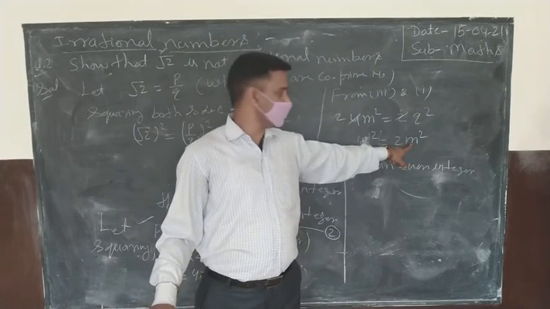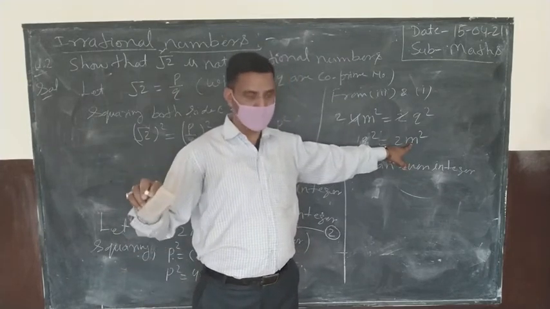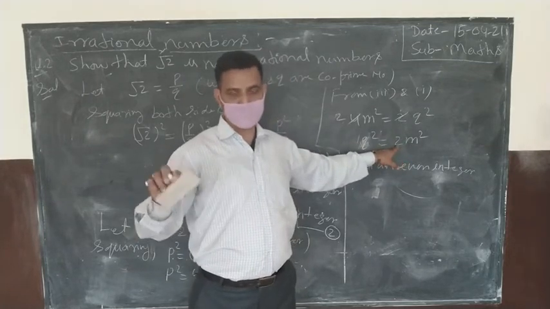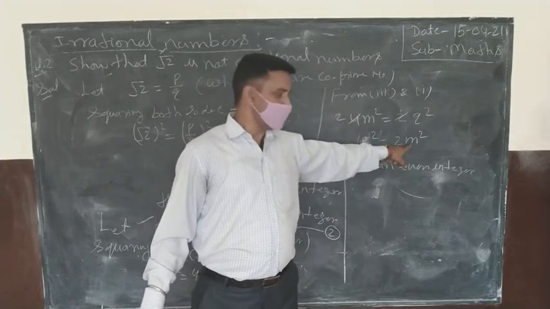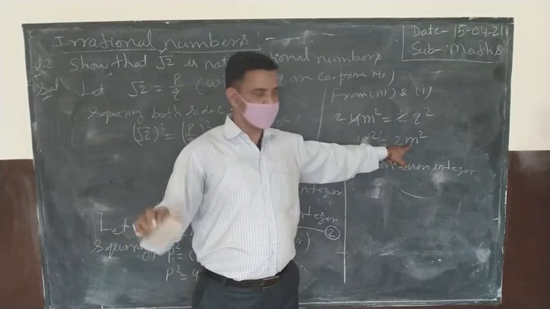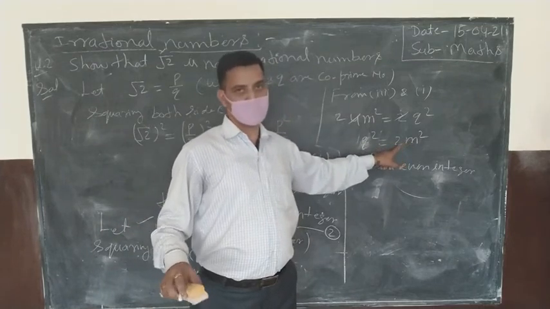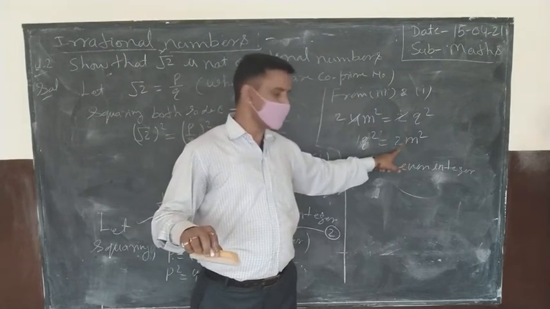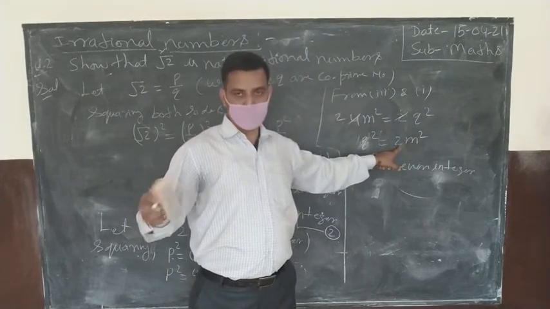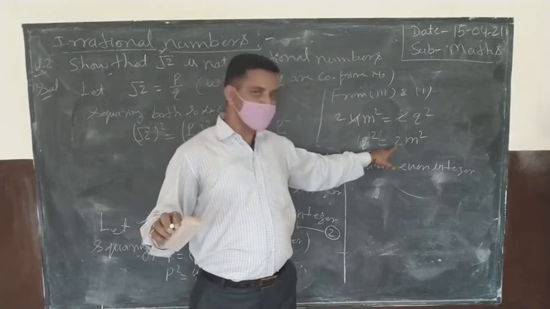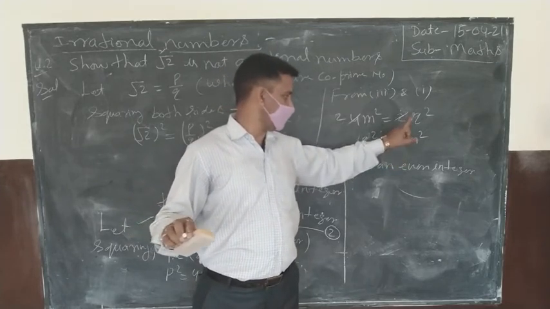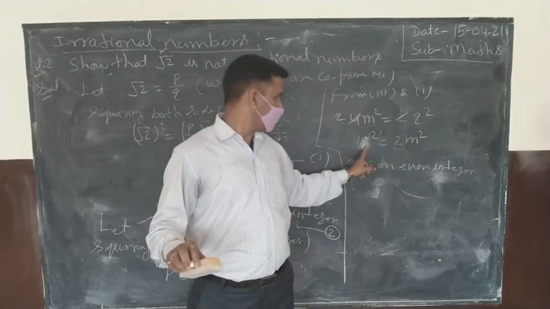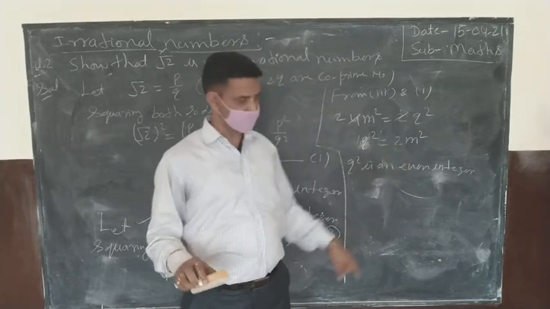This does not matter. Suppose the value of m square is odd, say 9. Then 2 times 9 is 18, and 18 is an even number. Suppose the value of m square is 13. Then 2 times 13 is 26, and 26 is also an even number. So when you multiply any integer, positive or negative, by 2, the result will be an even integer. So the value of q square is an even integer.